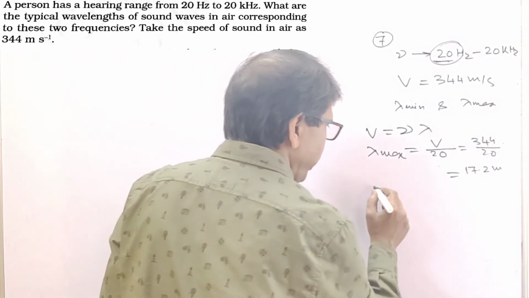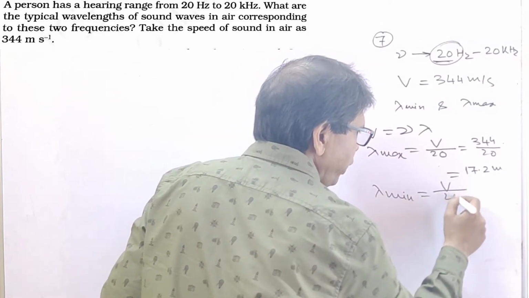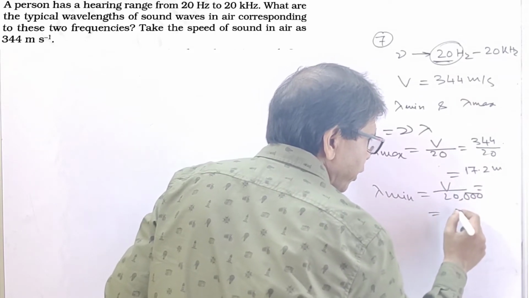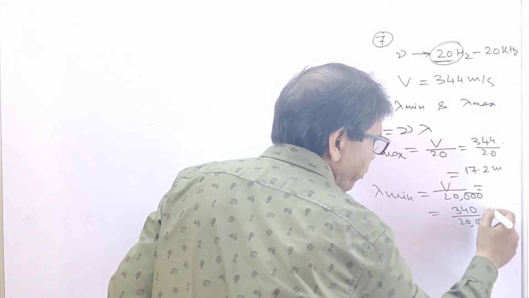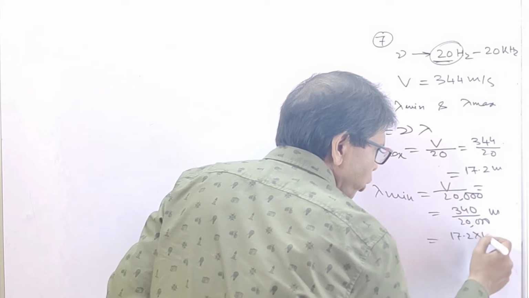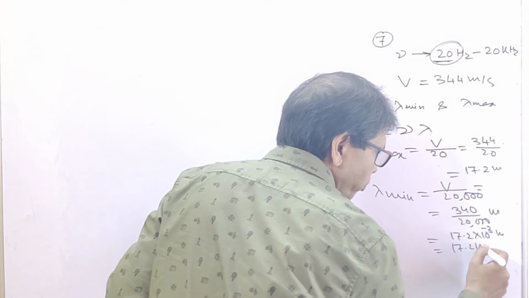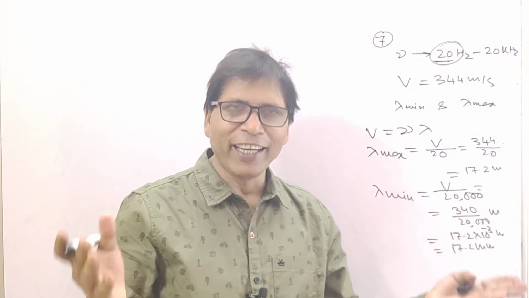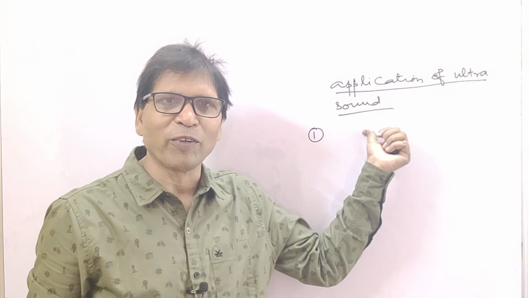Now we have to calculate lambda min. So lambda min is V by 20 kilohertz, so V by 20,000. This is 344 divided by 20,000 meter. So this is 17.2 into 10 to the power minus 3 meter. That is 17.2 millimeter, the minimum wavelength of our hearing range.